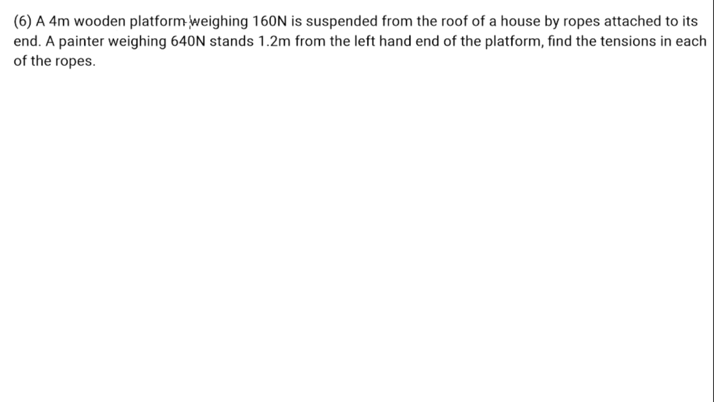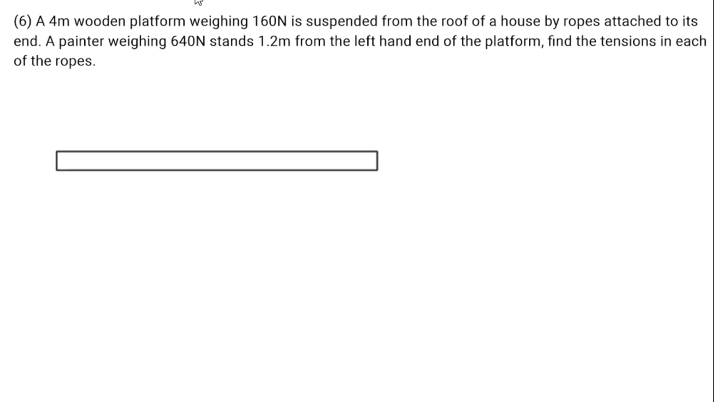A 4 meter wooden platform weighing 160 newtons is suspended from the roof of a house by ropes attached to its ends. A painter weighing 640 newtons stands 1.2 meters from the left end of the platform. Find the tensions in each of the ropes. Okay, now let's say this is the beam, assuming this is the wooden platform, which is 4 meters, and it weighs 160 newtons. So the weight is 160 newtons.